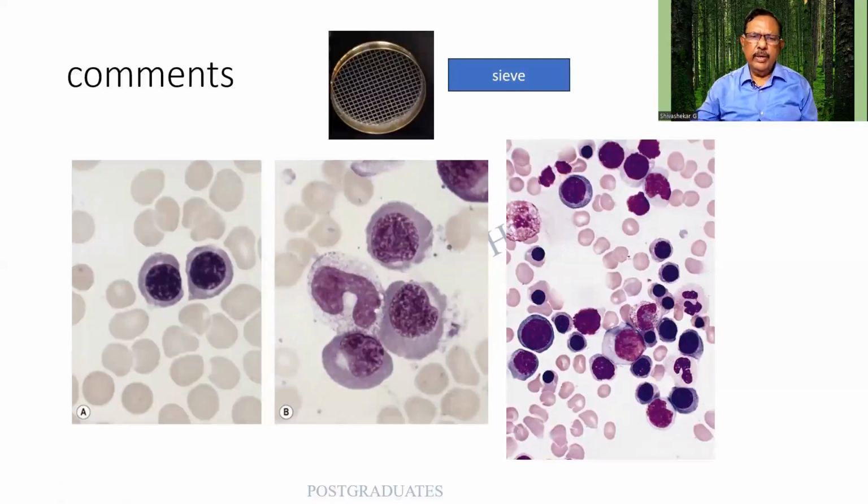And more important will be certain points that we will have to appreciate. The nucleus is slightly towards the periphery or eccentric we can say, and it has got an opened out chromatin, a sieve like. So this is something that we use for filtering the flour in the kitchen.